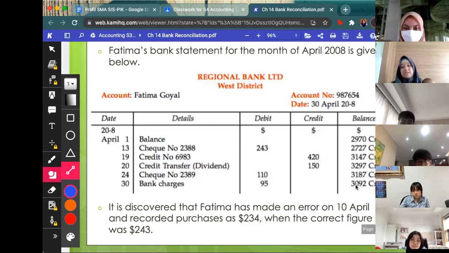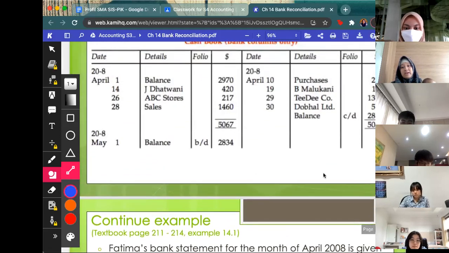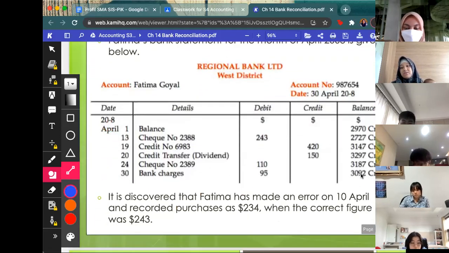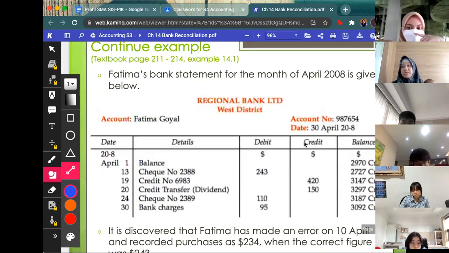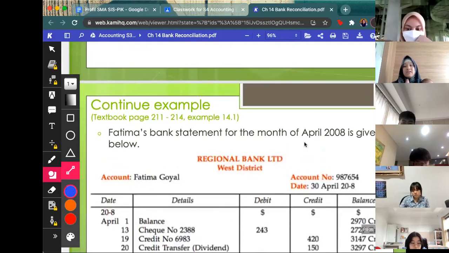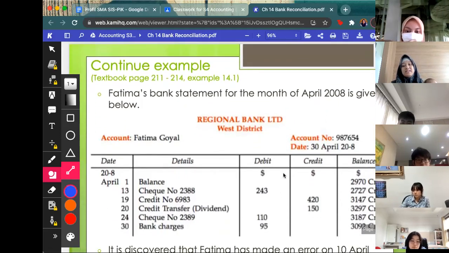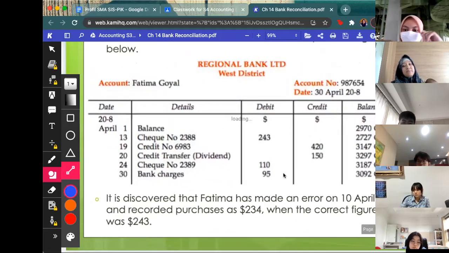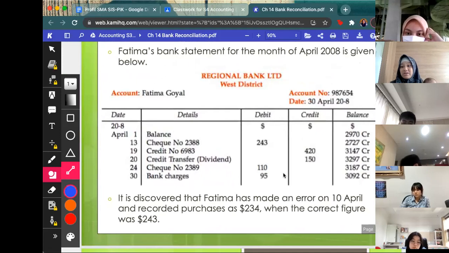Now we see the cash book is 2,834, the bank statement 3092. Both are showing positive side. So for positive side, it's the same, but the amounts are not the same. Since the amounts are not the same, then we definitely are going to make an updated cash book as well as a bank reconciliation statement. When you see these two balances are not the same, definitely you will do that.